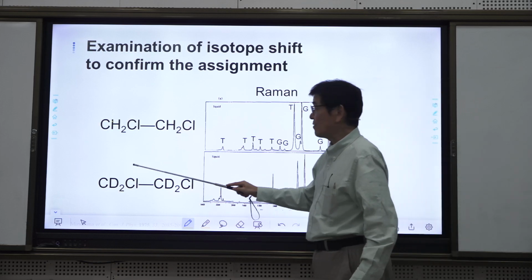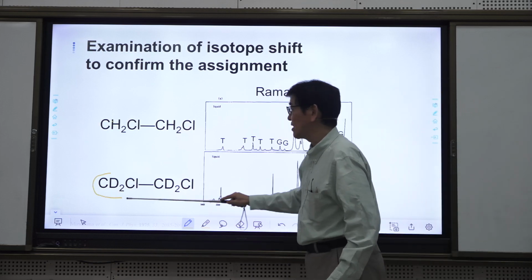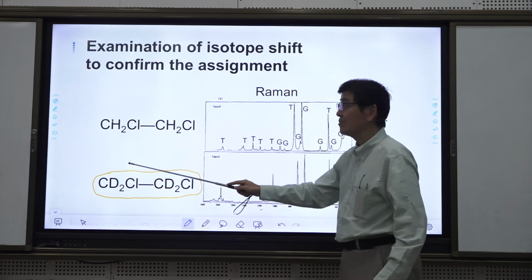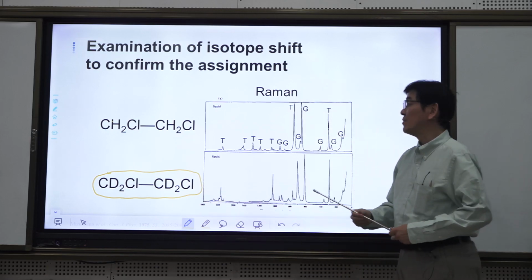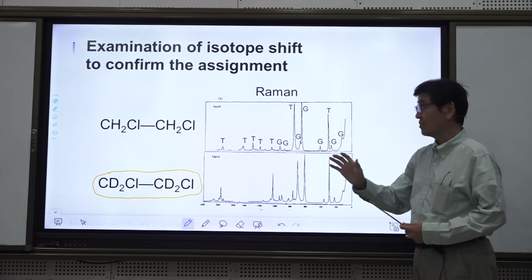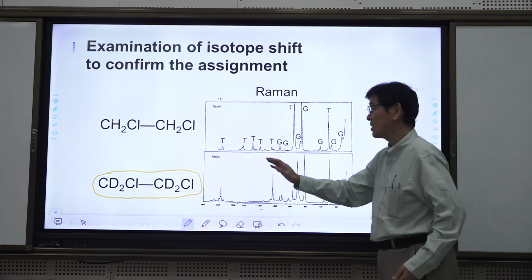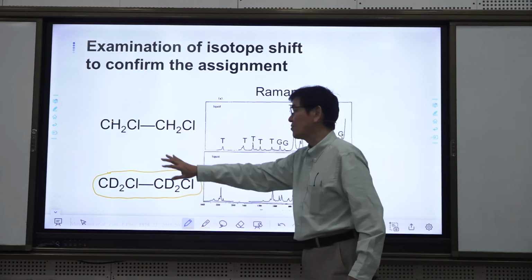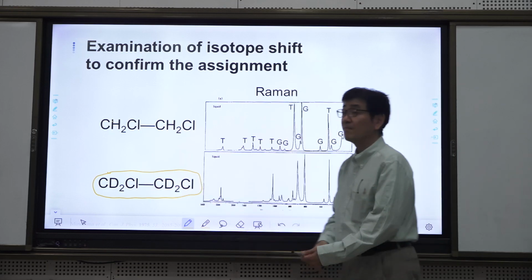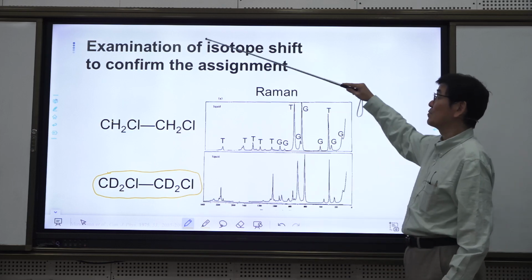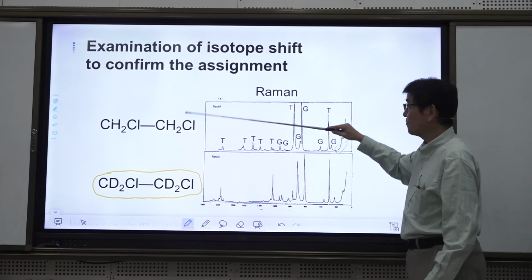So by performing vibration frequency calculation about this isotope labeled molecule, we can check if the calculation is appropriate. So somehow we can compare the calculated frequency and observation even for the isotope labeled species. So this is the method to ensure the appropriateness of the assignment.